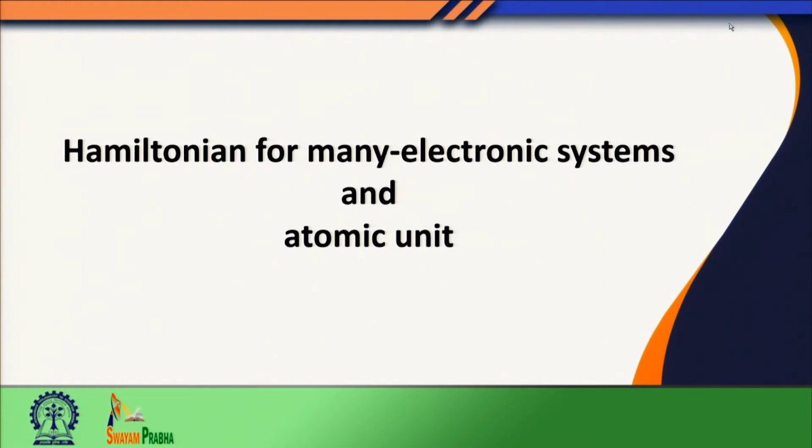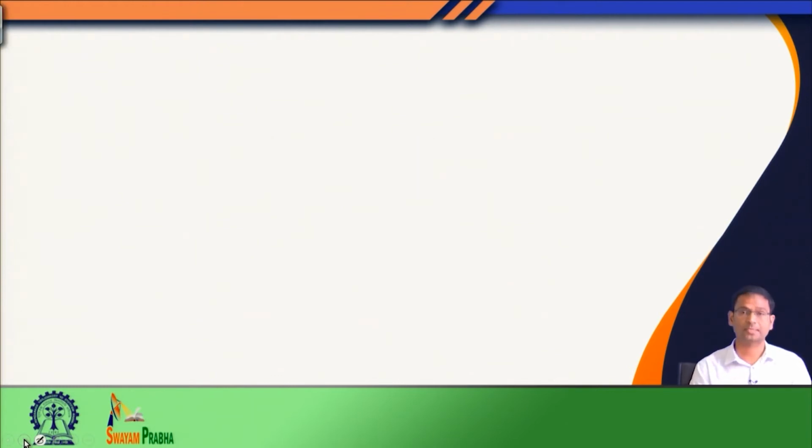And while writing down this Hamiltonian, we will also see that there exists another unit like the SI unit, which is called the atomic unit, and how and why we need this atomic unit in quantum mechanics. That is the topic of today's discussion.